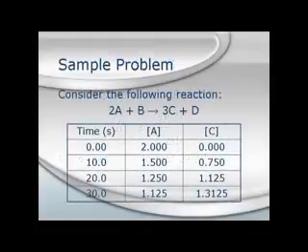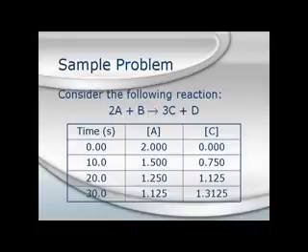Let's look at a sample problem. Consider the following reaction. Here we have 2A plus B yields 3C plus D. And there's a chart here that gives time, the concentration of A and the concentration of C. You can see A as a reactant starts out at 2 moles per liter. Remember, when you see a chemical symbol inside a pair of brackets, it's automatically assumed to be a molar concentration, or moles per liter. At the beginning of the reaction at time 0, A is 2 moles per liter. By the time we stop studying this at 30 seconds, A is 1.125 moles per liter.